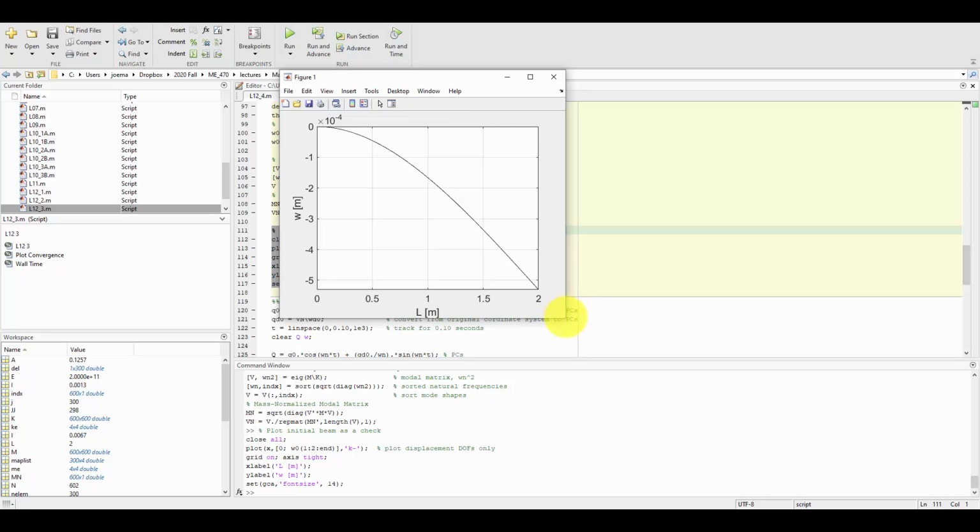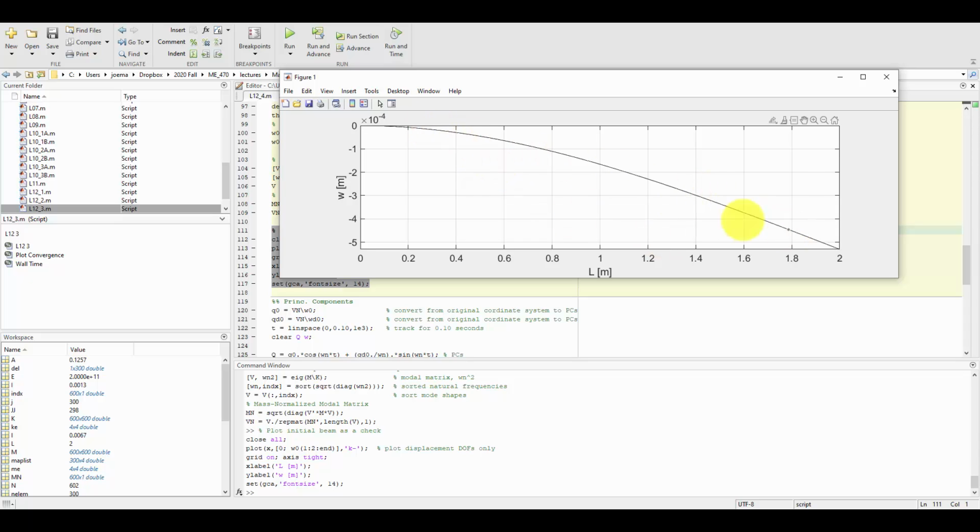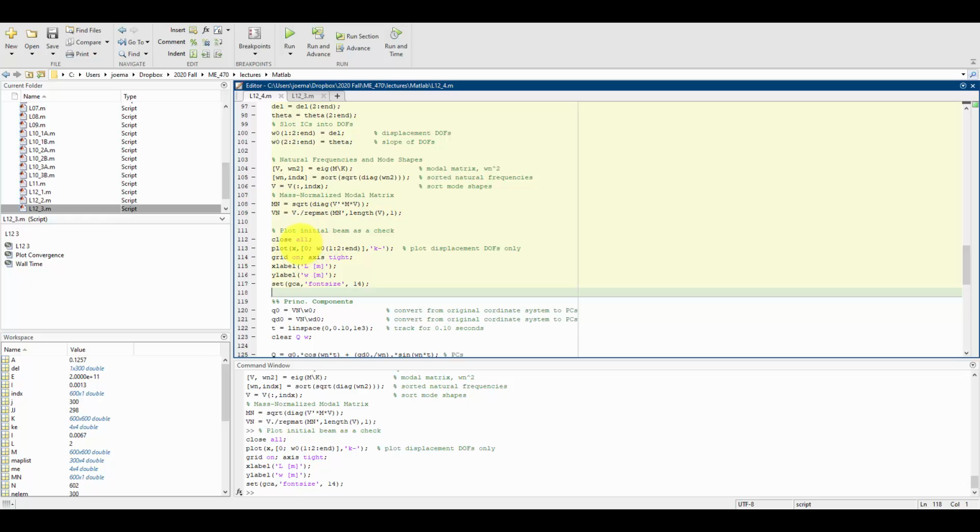Now, this is not to scale, but what I'm really looking for here is that I don't have any discontinuities in this shape, because that would be an indication that I accidentally put an angle in for a position. So this all looks continuous and it all looks reasonably correct for that initial position of every point in the beam. And notice what I'm plotting here.